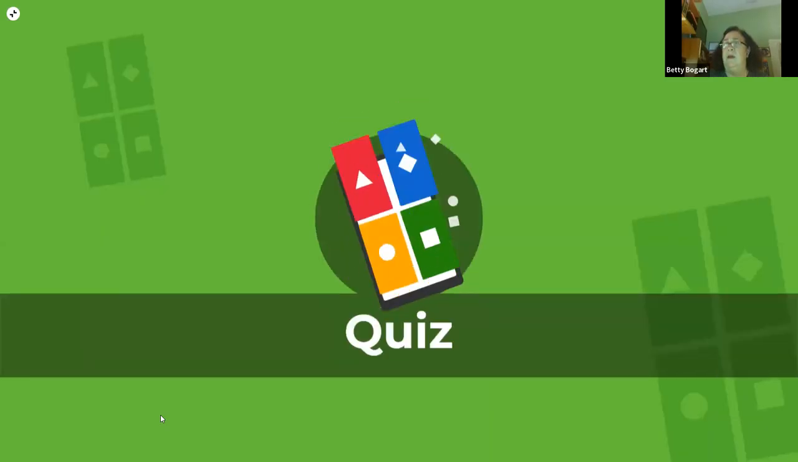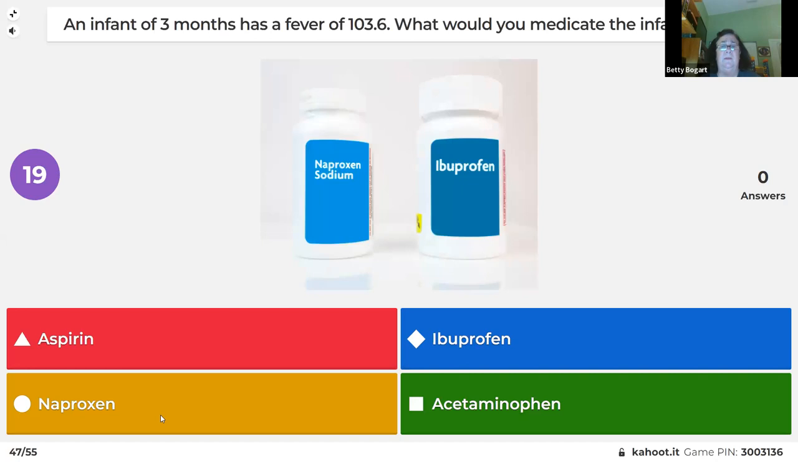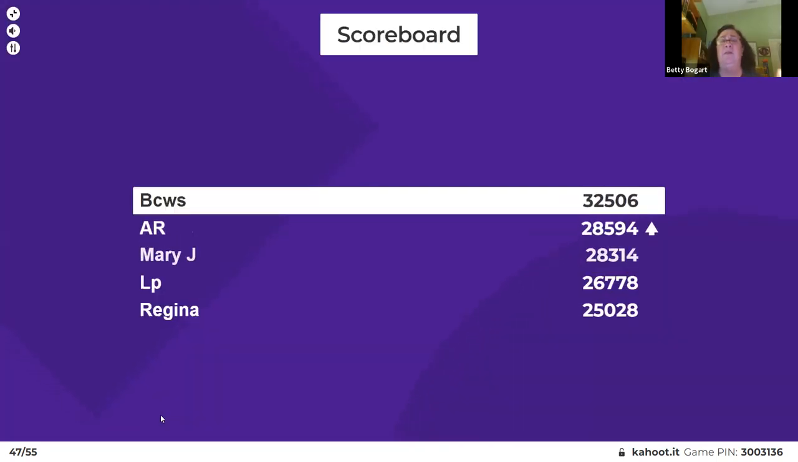Most important priority there. An infant of 3 months has a fever of 103.6. What would you medicate the infant with? Up to 6 months old, only acetaminophen or Tylenol. After 6 months old, you can introduce ibuprofen. There's something with platelet aggregation and clotting with Motrin, ibuprofen, in children younger than that. So only Tylenol up till 6 months old, every 4 to 6 hours.